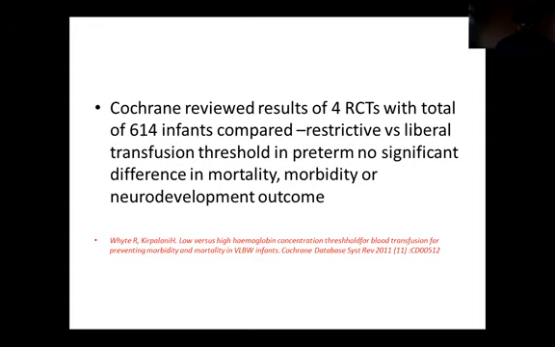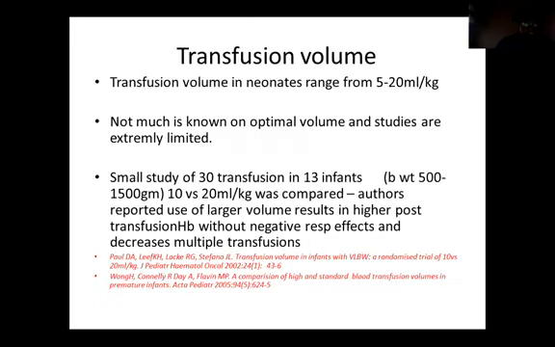So Cochrane has reviewed this, and there are results of 4 RCTs with a total of 614 infants. They compared restrictive versus liberal transfusion thresholds in preterm infants, and no significant difference in mortality, morbidity, or neurodevelopmental outcome was noted. So they suggest it should be liberal, not restrictive.